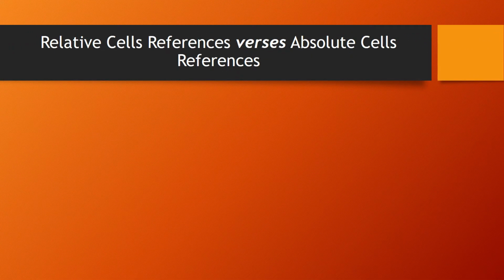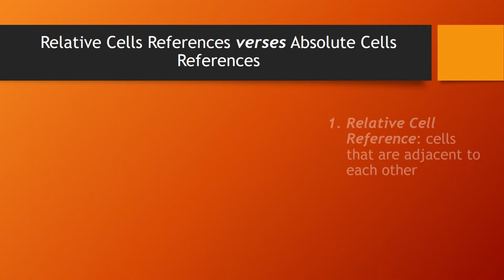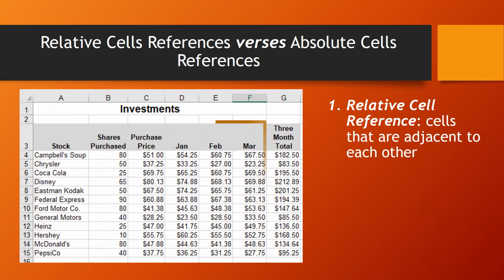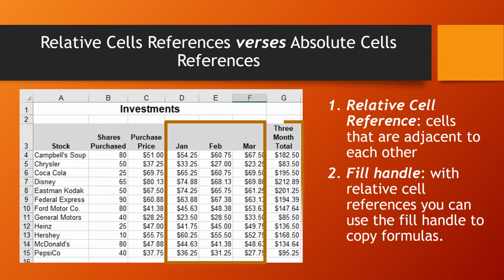Relative cell references versus absolute cell references. Relative cell references are cells that are adjacent to each other. They are grouped next to each other, and there are no blank spaces between them. The fill handle: as you have learned, you may use the fill handle with relative cell references to copy formulas.